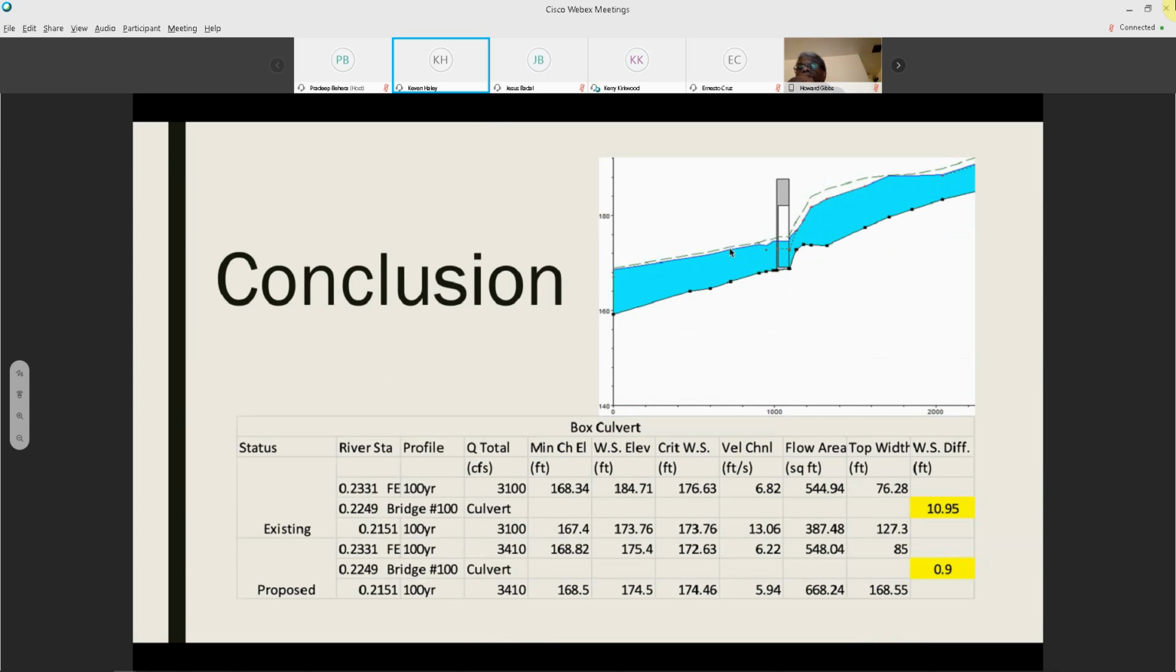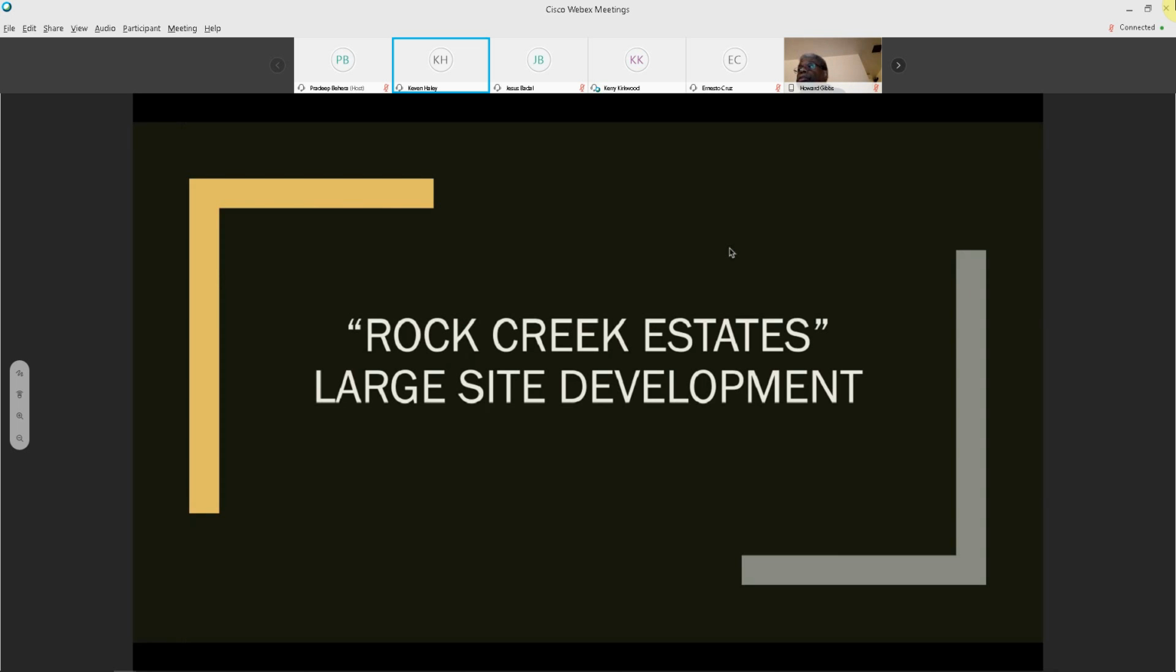So in conclusion, we modeled the Kalima Road culvert where the difference of the upstream and downstream elevations was minimized to protect the infrastructure. We developed 3 alternative designs and selected the best opening so the difference in head is minimized. Next slide. And here I hand it back over to Jesus so he can go over the large site development.